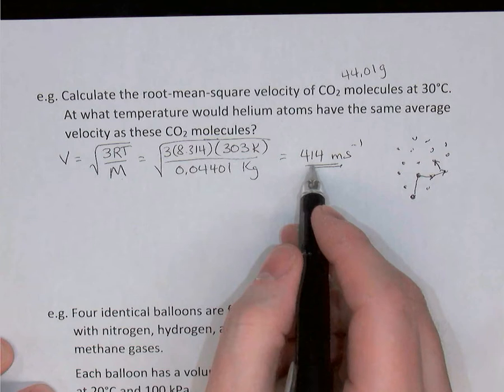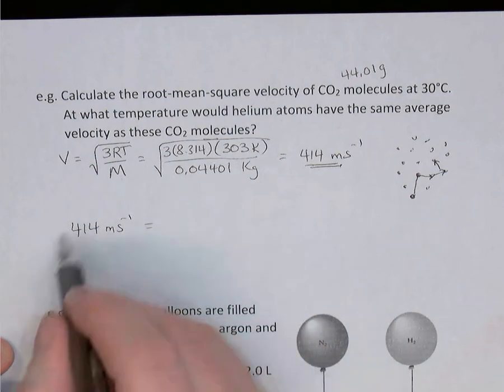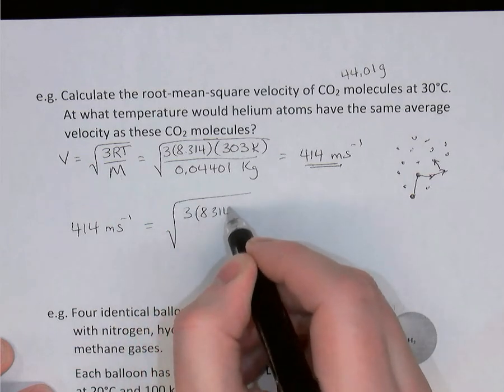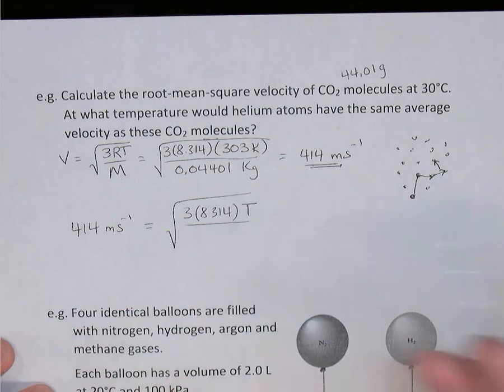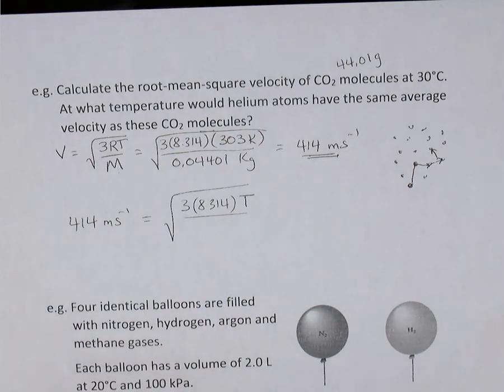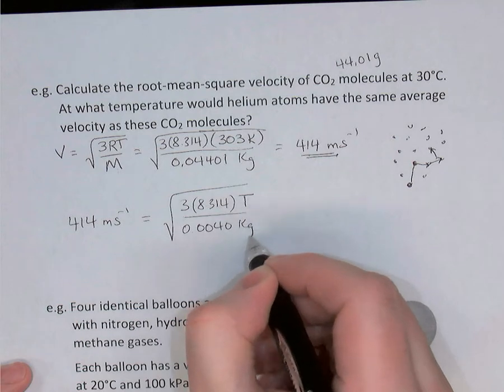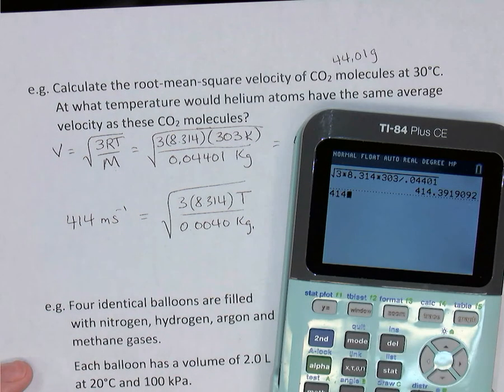Okay, so what we'll do is we'll take this average velocity, 414 meters per second, and now this is the helium average velocity. So that's going to equal the square root of 3 times R, 8.314, and we're wondering at what temperature, so let's say T, and then divided by the molar mass of helium. Helium's molar mass on a periodic table is 4 grams per mole, so this will be 0.0040 kilograms per mole. So I'll take 414, I'll square that to get rid of the square root symbol. I'll multiply this by the molar mass, 0.004, I'll divide by 3, and I'll divide by R.